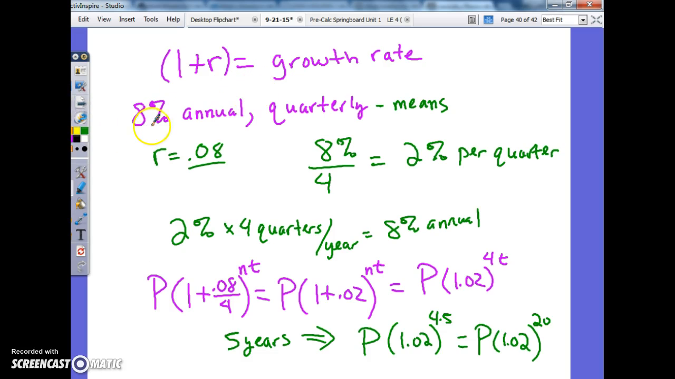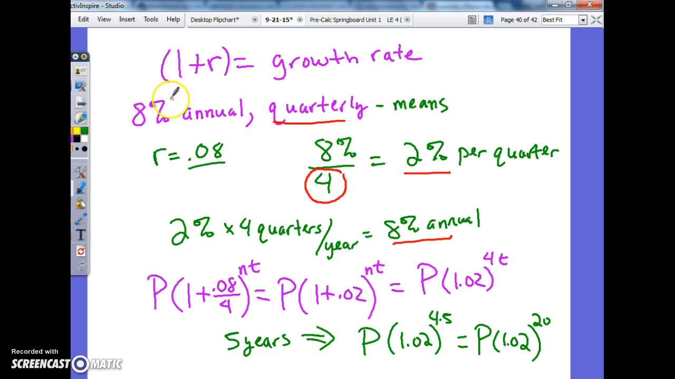Okay? So our growth rate, let's say it's 8% annual, and we're going to figure out our money. We're going to compound our interest quarterly, which means 4 times a year. So our R is 0.08. But notice 8% per year means we're going to divide that. How many? That's my N. Quarterly is 4 times a year, every 3 months. So it's 2% a quarter. So every 3 months we get 2% interest, but 2% times 4 quarters per year is 8% annual. 8% a quarter would be 32% a year.